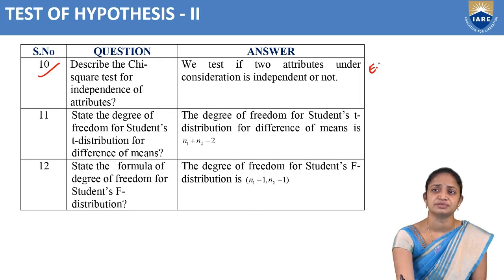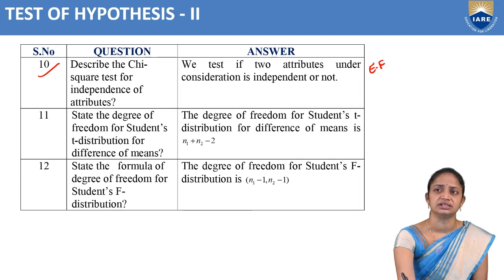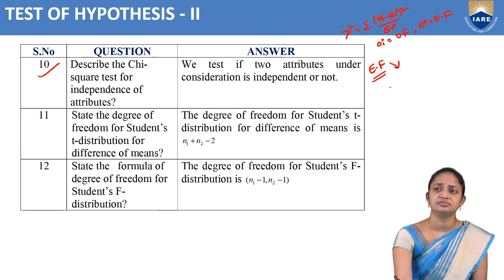We have to find the expected frequencies because in the chi-square distribution the formula is chi-square equals summation of (O minus E i) whole squared by E i, where O is the observed frequency and E i is the expected frequency. So how do we find the expected frequencies for independence of attributes? We use the row total.